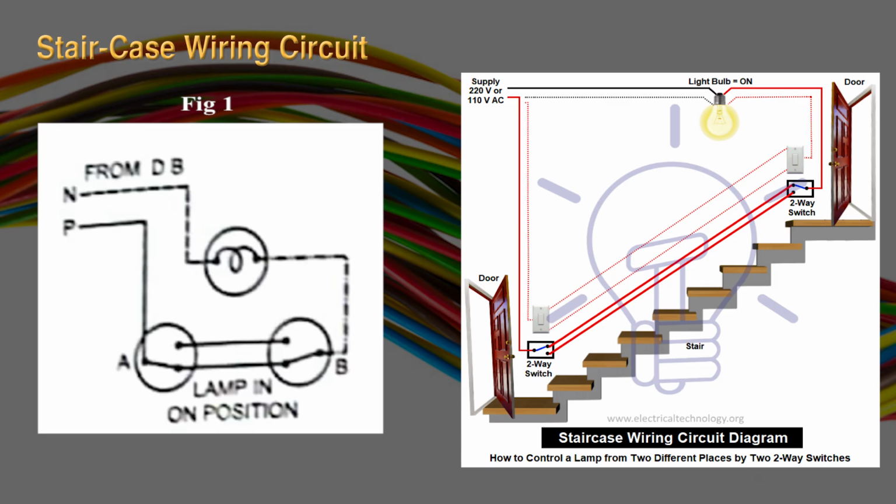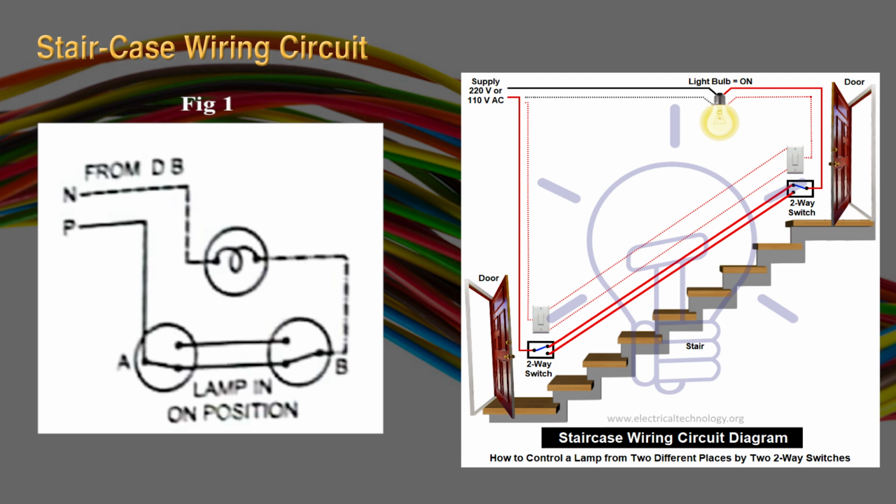Now we are going to discuss the staircase wiring circuit. So in figure A you can see that you have to control one bulb which is connected in the stair. So what is the meaning of this?